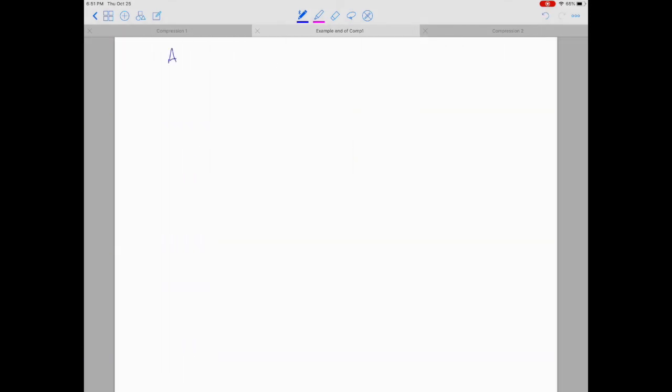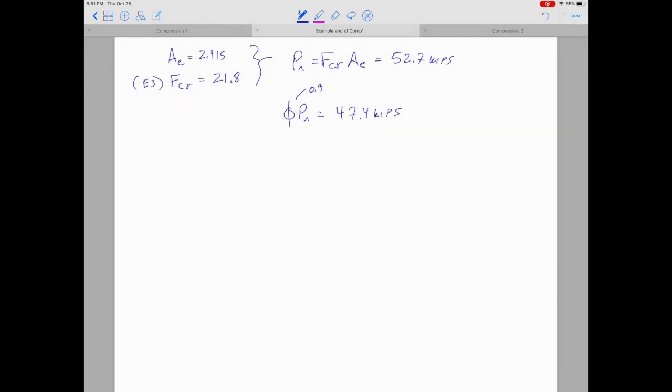Right, with that, I have area effective of 2.415. I had F critical from E3, right, of 21.8. So Pn is F critical times AE. I get 52.7 kips, and phi Pn is just 0.9 times that, so I have, right, this is 0.9 still, 47.4 kips for local buckling.